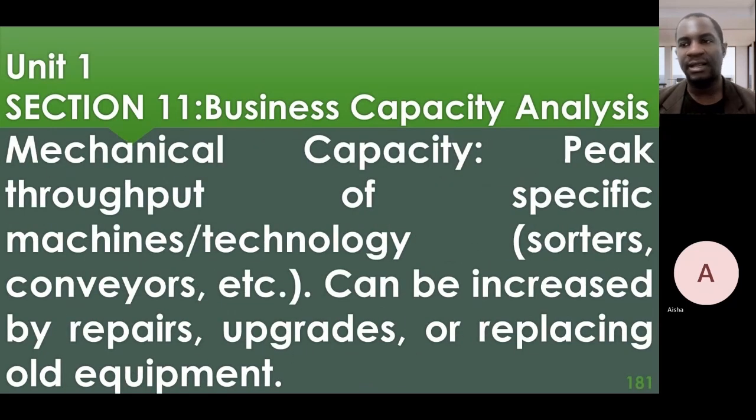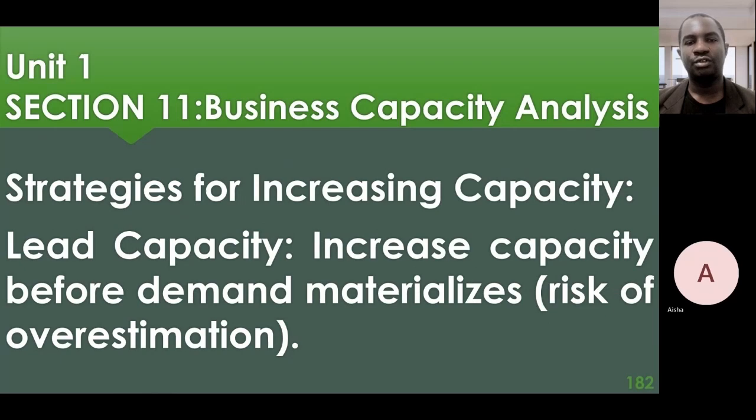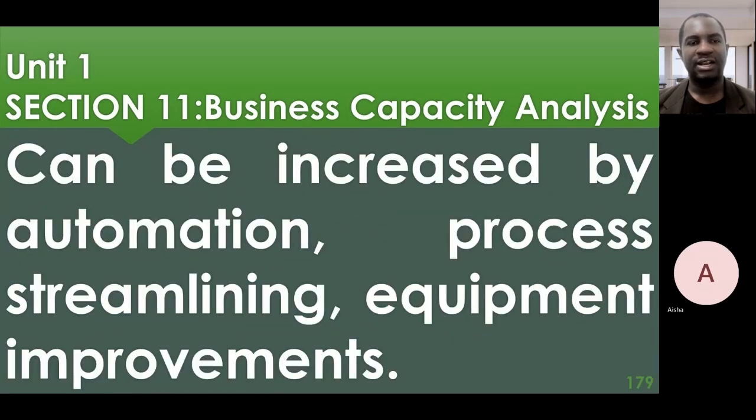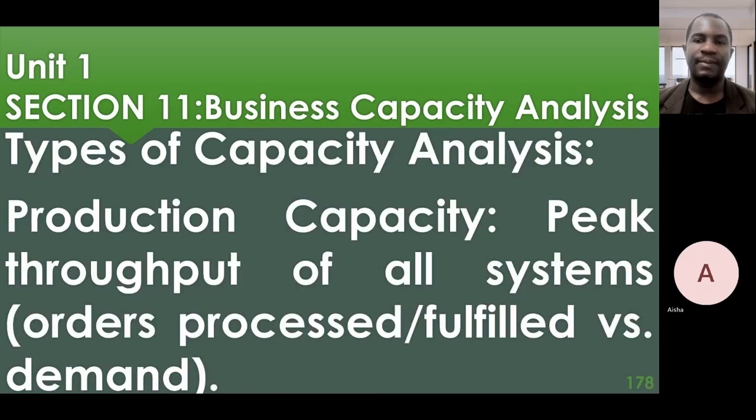We also have mechanical capacity. The peak throughput of specific machines and technology can be increased by repairs, by upgrades, or by replacing that equipment. So when you do your analysis and you see your need, you'll be able to align graphically and solve those problems. So generally, we have 3 types of capacity analysis.